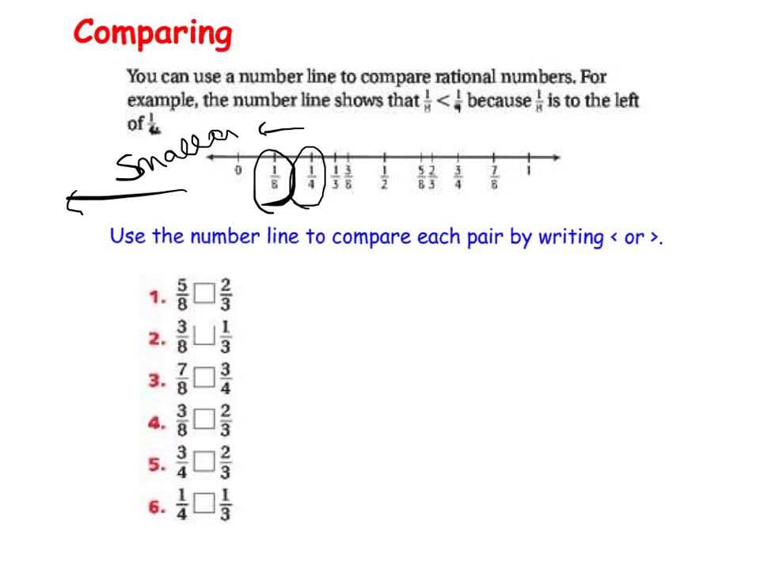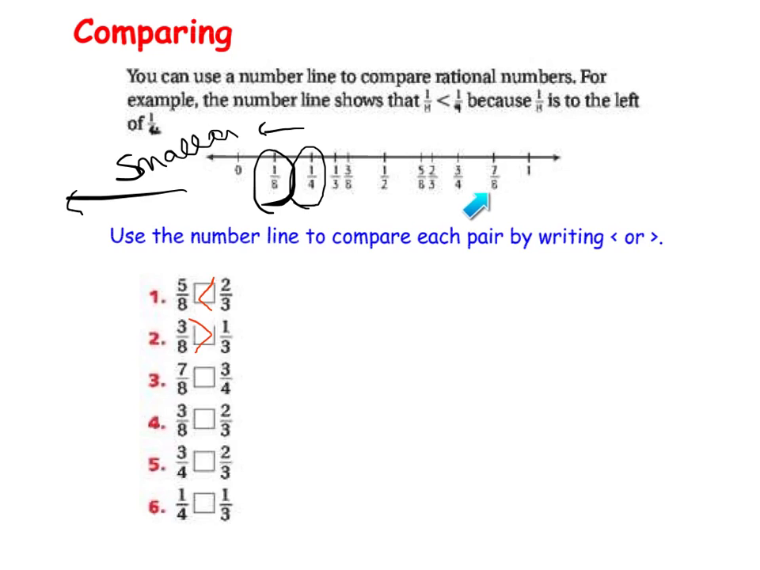Number 1 says 5/8 compared to 2/3. So where is 5/8? Oh, there it is. And we can see that 2/3 is just to the right of it. So 5/8 is going to be smaller than, or less than, 2/3. All right, on to the next one. 3/8 compared to 1/3. You can see we have 3/8 right here, and we have 1/3 just to the left of it. So in this case, 3/8 is going to be greater than 1/3 because it's further to the right of 0.